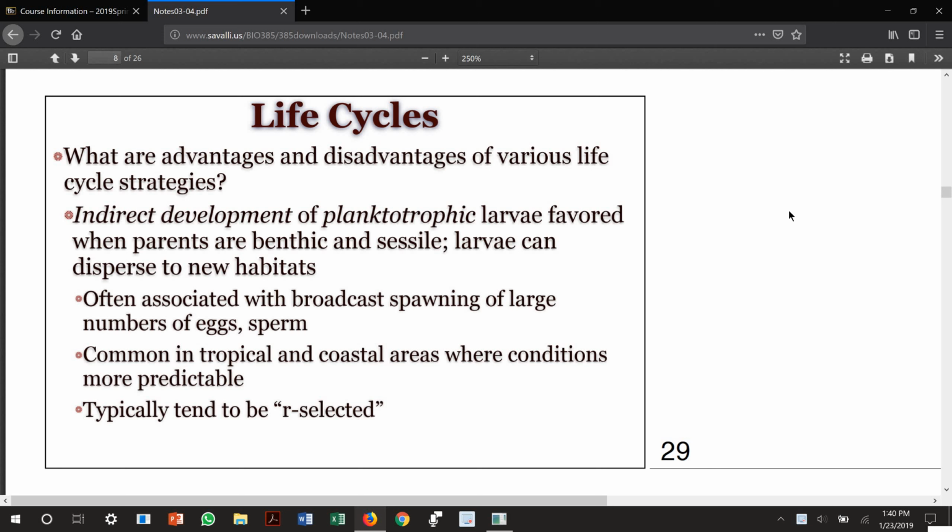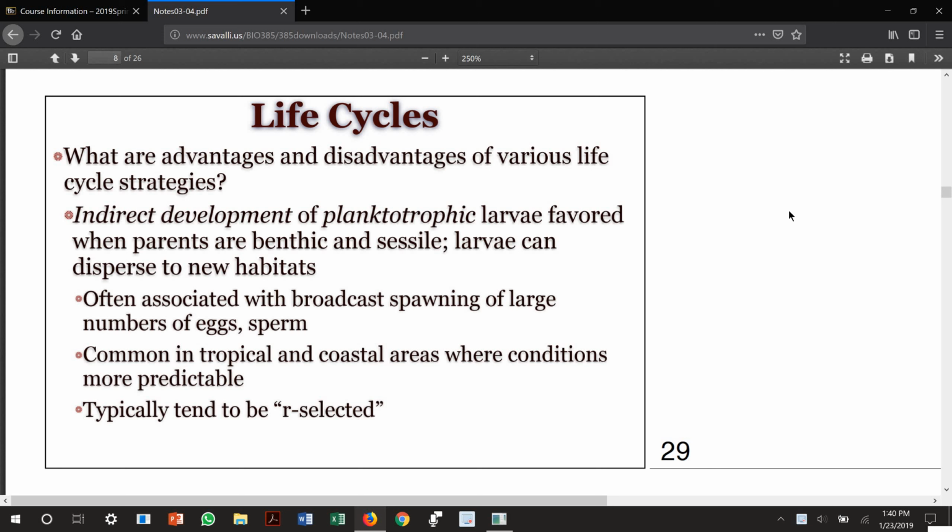And we generally find indirect development is fairly common, again, mostly in marine environments, not freshwater environments. I want to clarify that. We typically find them in tropical and coastal areas where conditions are reasonably predictable, where you can be reasonably assured that your larva is going to settle out somewhere where it can be tolerated. And ecologically, they tend to be R-selected.